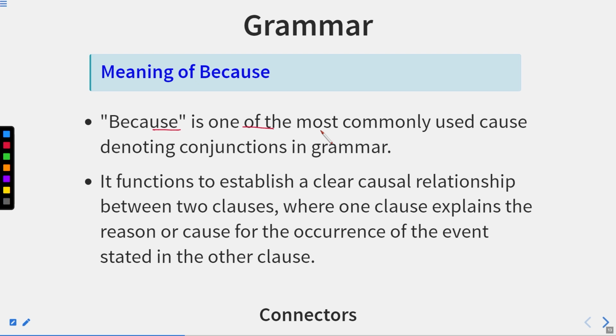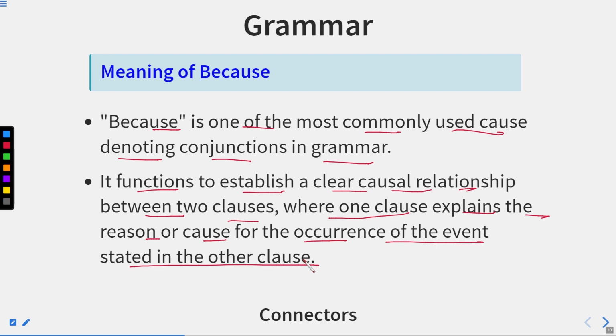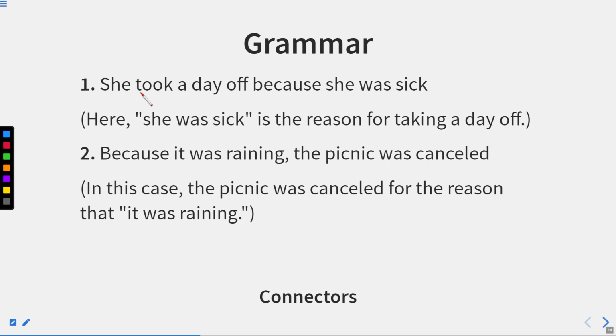Because is one of the most commonly used cause denoting conjunctions in grammar, because we use this word many times in our daily life sentences. It functions to establish a clear causal relationship between two clauses, where one clause explains the reason or cause for the occurrence of the event stated in the other clause. For example, she took a day off. Why? Because she was sick. Here, she was sick is the reason for taking a day off.